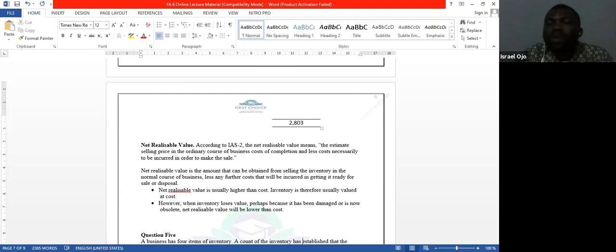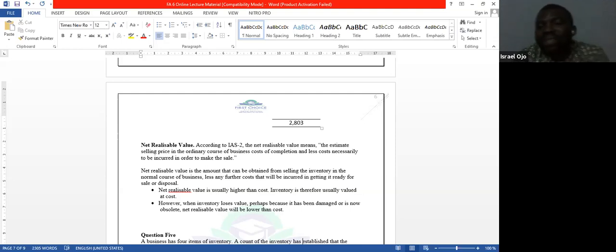But if you are going to give the phone to someone who will sell it for you, and you're going to pay that person, let's say, 1,000 naira, it means your net realizable value will now be the selling price of 20,000 naira, minus the cost of completion of repairing the phone, which is 5,000, minus the cost of sale, which is 1,000. Then your NRV will be 20 minus 5 is 15, minus 1 is 14. It will now be 14,000.